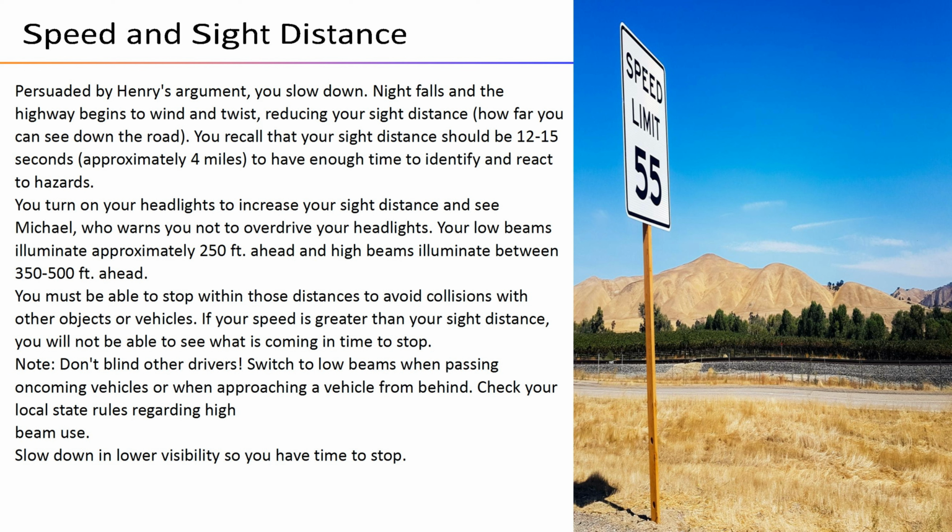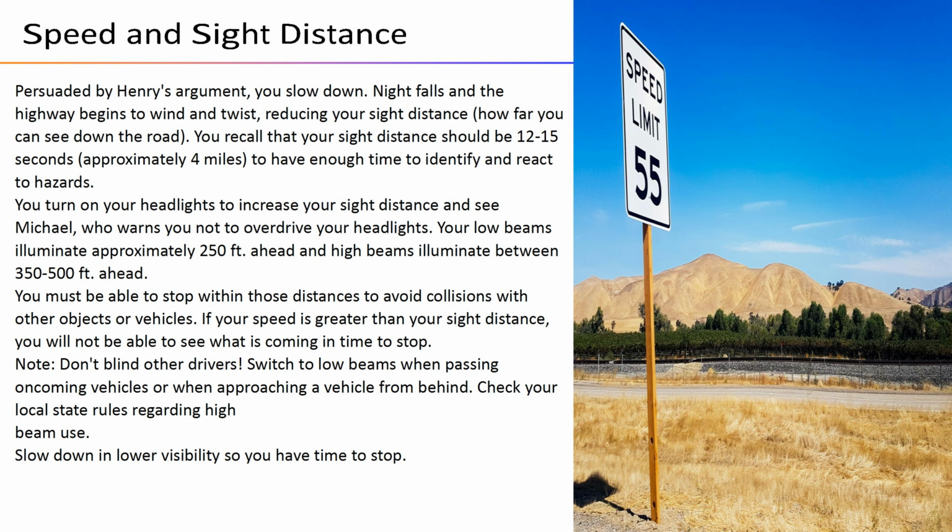Speed and sight distance. Persuaded by Henry's argument, you slow down. Night falls and the highway begins to wind and twist, reducing your sight distance, how far you can see down the road. You recall that your sight distance should be 12 to 15 seconds, approximately 4 miles, to have enough time to identify and react to hazards.